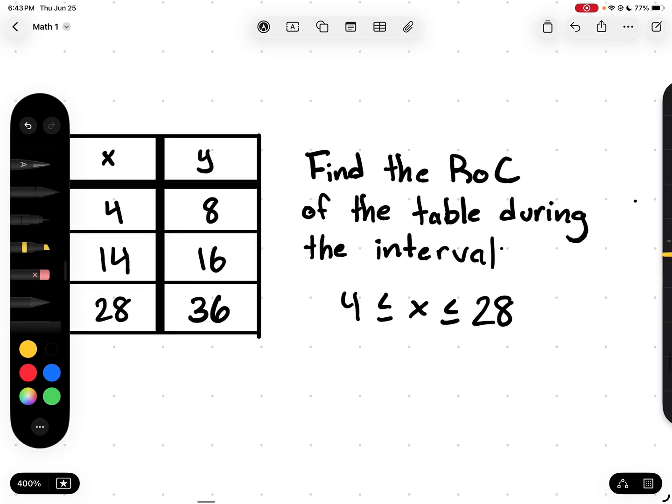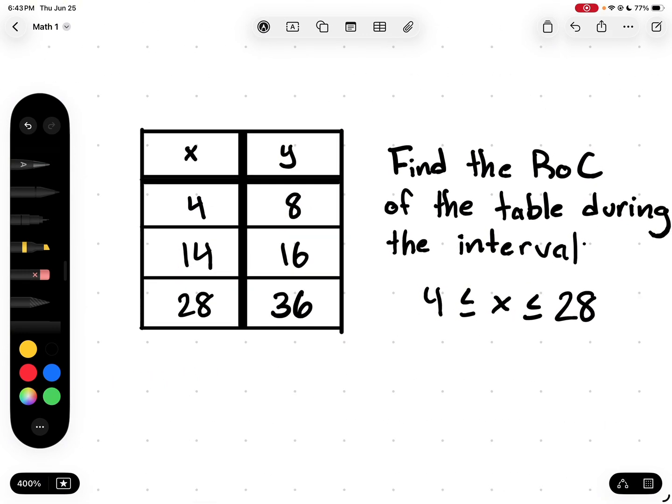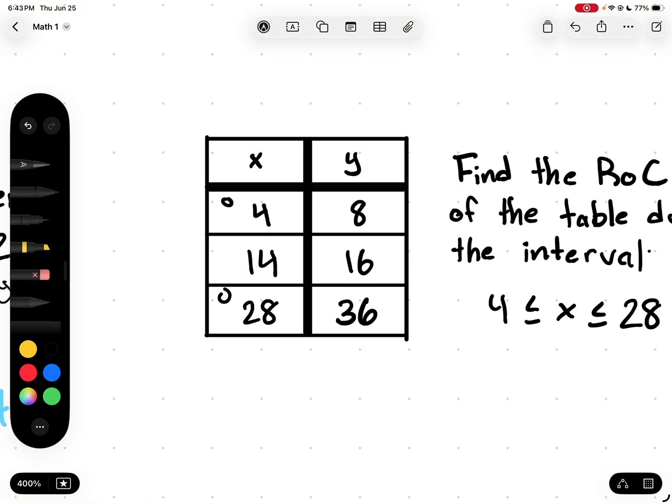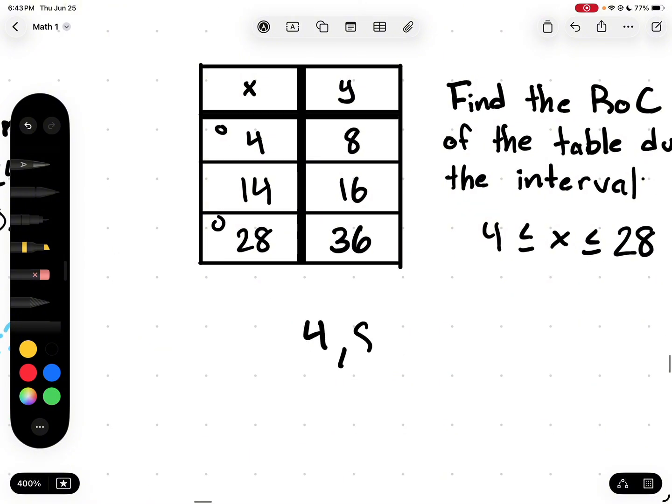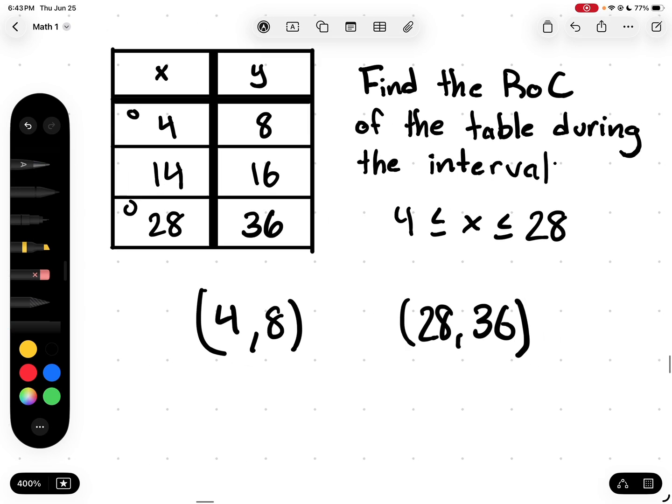Now we go over to our table. Find the rate of change of the table during the interval 4 ≤ x ≤ 28. So we have 4 here and we have 28 here, which means that the coordinates that we are working with are (4, 8) and (28, 36). Again, we're just going to go left to right to identify x1, y1, x2, and y2.